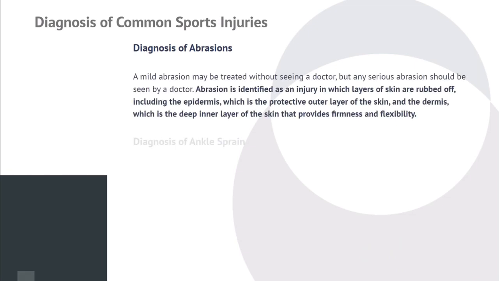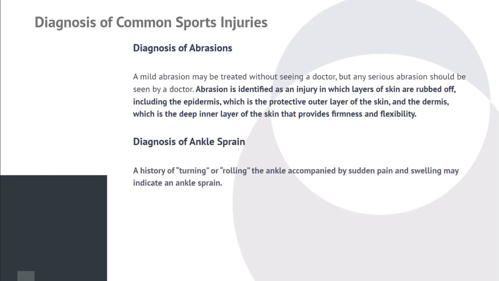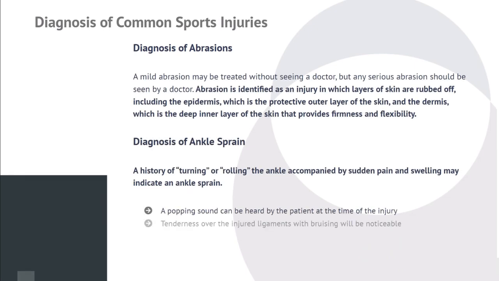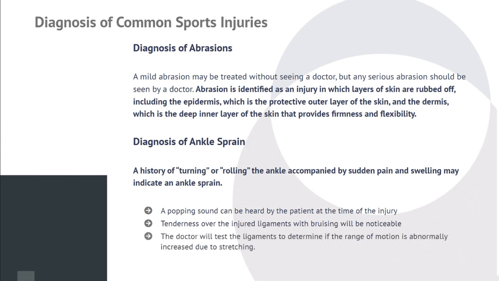Diagnosis of common sports injuries. Diagnosis of abrasions. A mild abrasion may be treated without seeing a doctor, but any serious abrasion should be seen by a doctor. Abrasion is identified as an injury in which layers of skin are rubbed off, including the epidermis, which is the protective outer layer of the skin, and the dermis, which is the deep inner layer of the skin that provides firmness and flexibility.